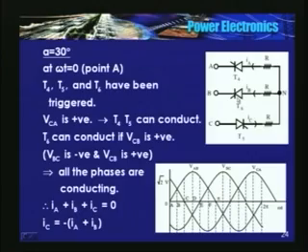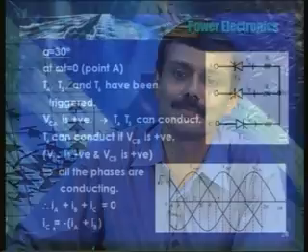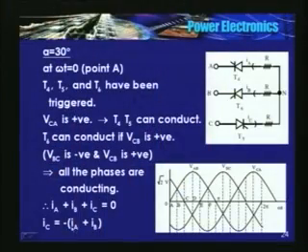Therefore T4, T5, T6 can conduct because all the conditions are satisfied. They are getting trigger pulses, they are forward biased. Since all three phases are conducting, I need to use the rule which is used in three phase circuits, that IA plus IB plus IC should be equal to 0. So IC is equal to minus of IA plus IB.